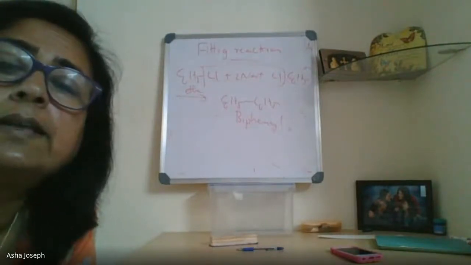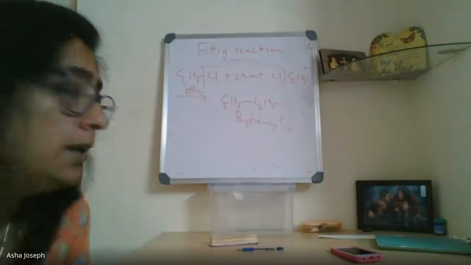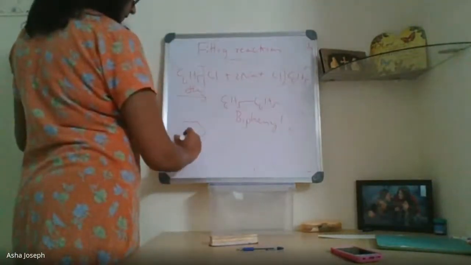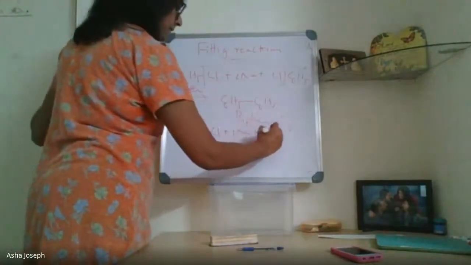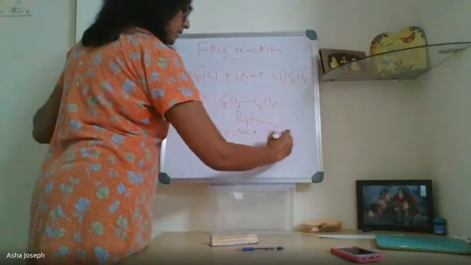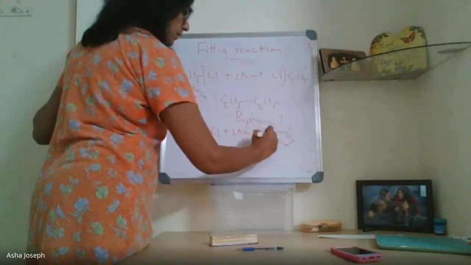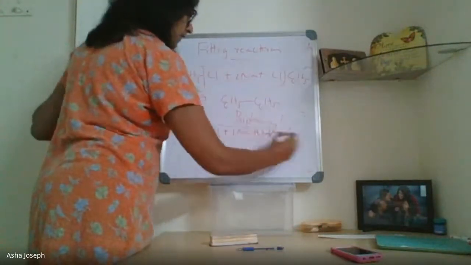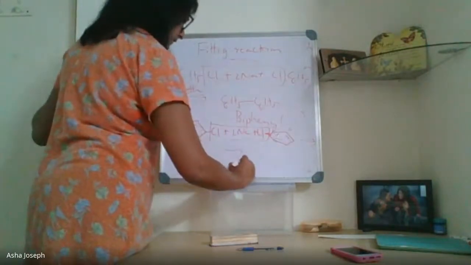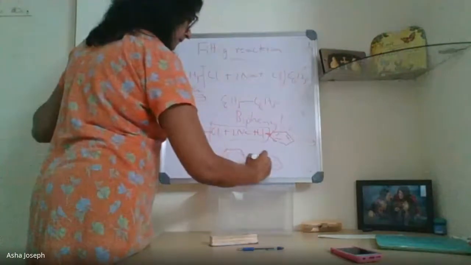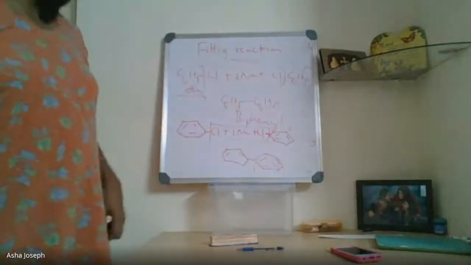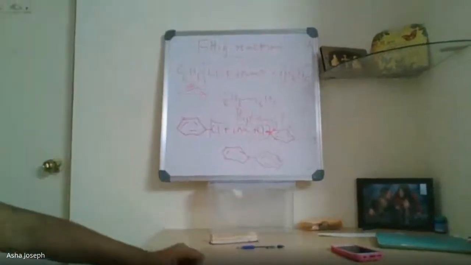That is the Fittig reaction. The same you can write like this also. Instead of C6H5, you can draw the benzene ring, with 2Na, and NaCl. So this is biphenyl. Is it clear?